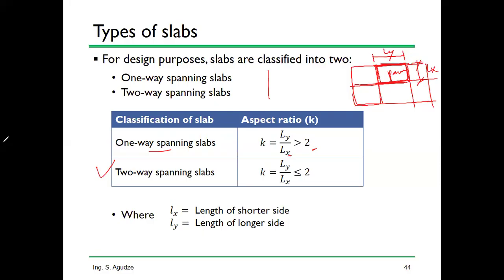Okay. So if you have understood this, the next stage is that you now have to decide, if it is one way, how is the load distributed? If it is two-way, how is the load distributed? So now you have been able to classify the slab into one-way, two-way, which should be the most basic thing you must do. Good.